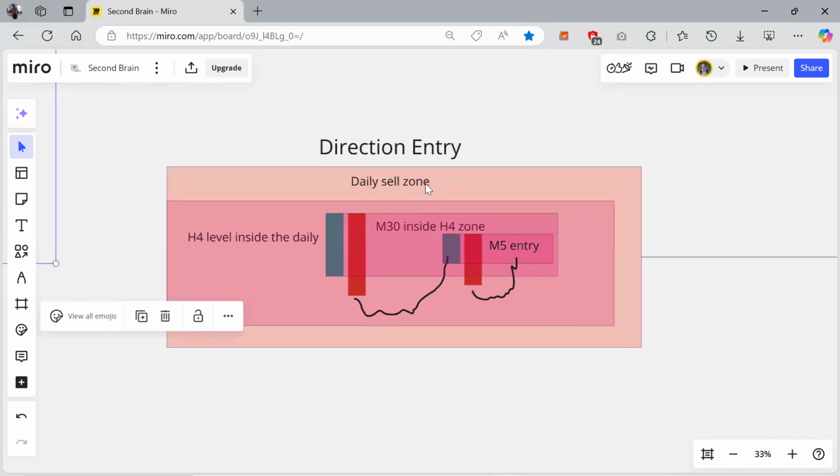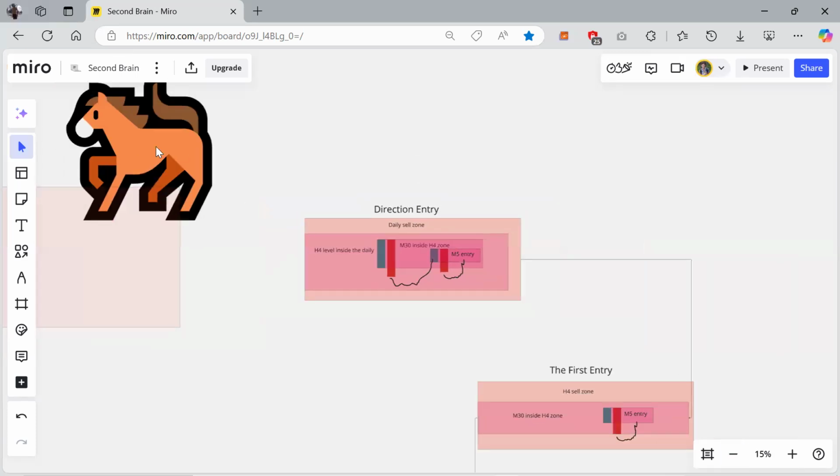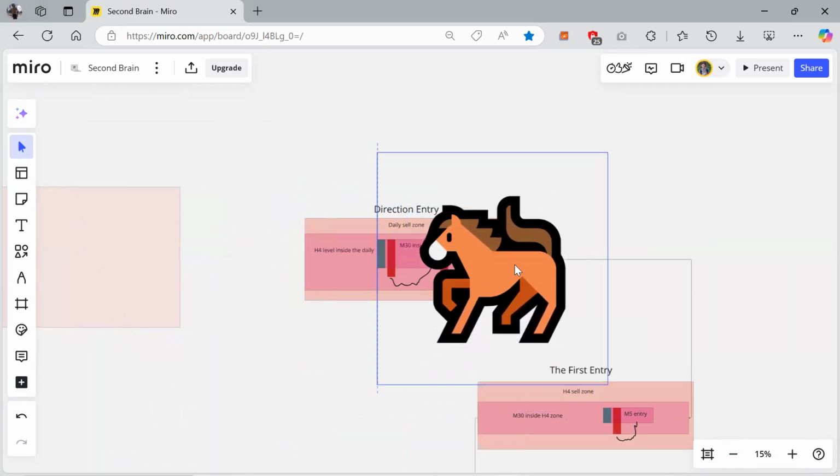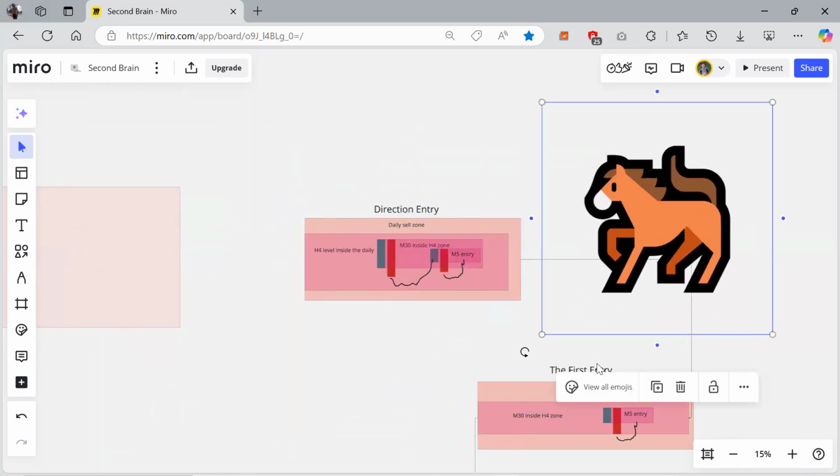Then we can get this very high risk trade, direction entry. We have a daily sell zone. Inside the daily sell zone, we look for an H4 sell zone, which is a refinement of the daily sell zone. And then we are going to wait for the horse to come. When the horse comes, we are going to catch him here.